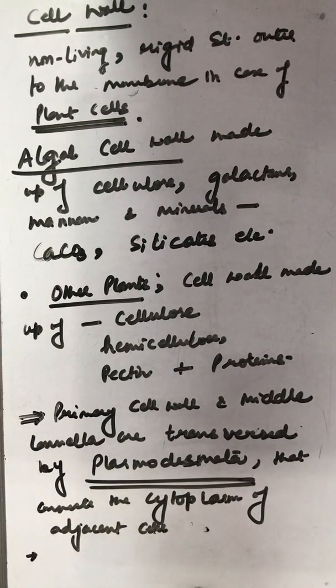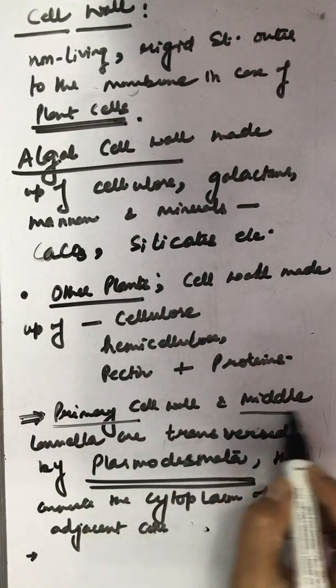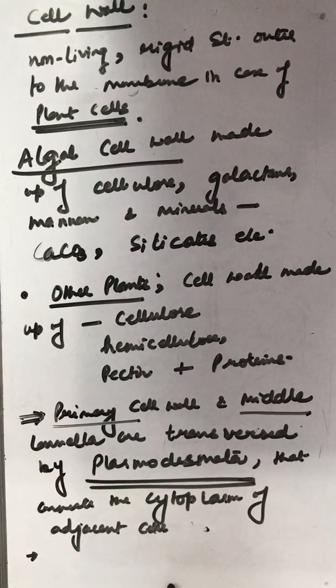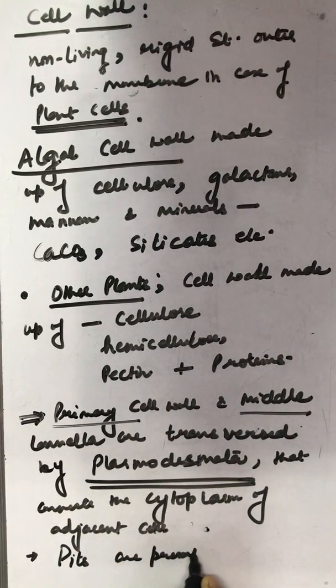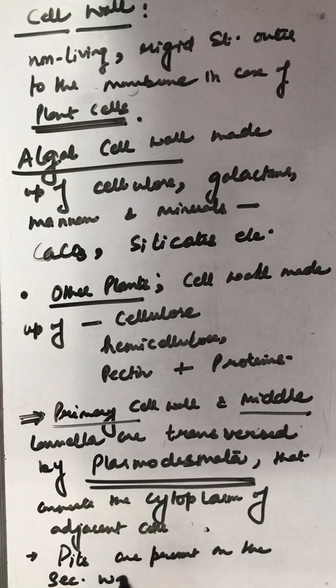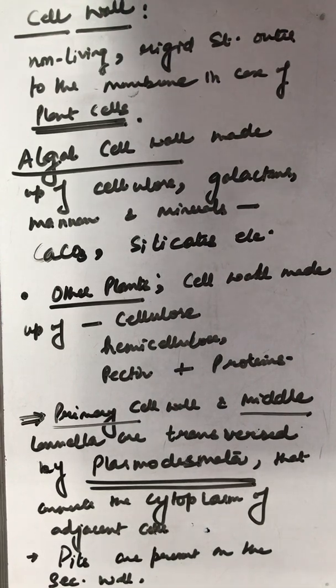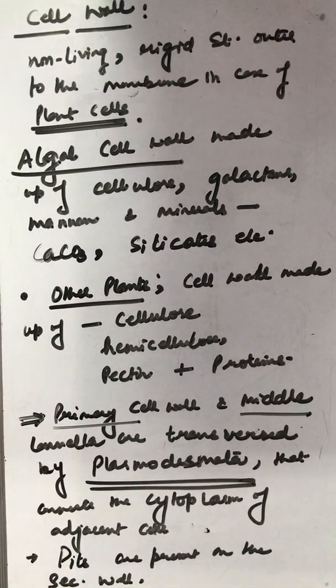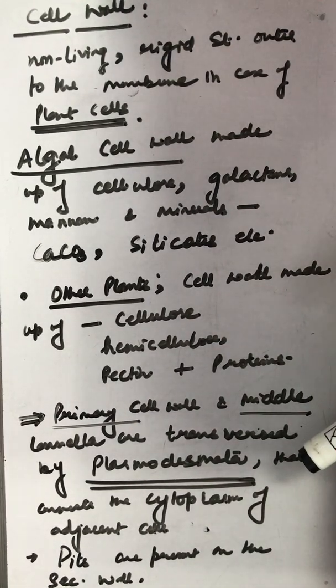And what is present on the secondary wall? This was the primary wall and the middle lamella. What about the secondary wall? There are pits present on the secondary wall. Alright.